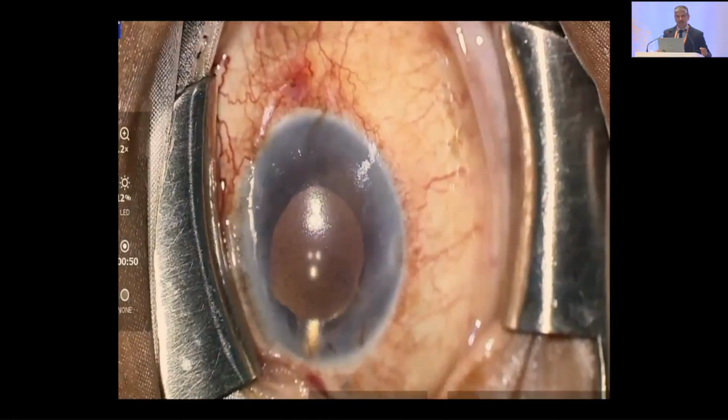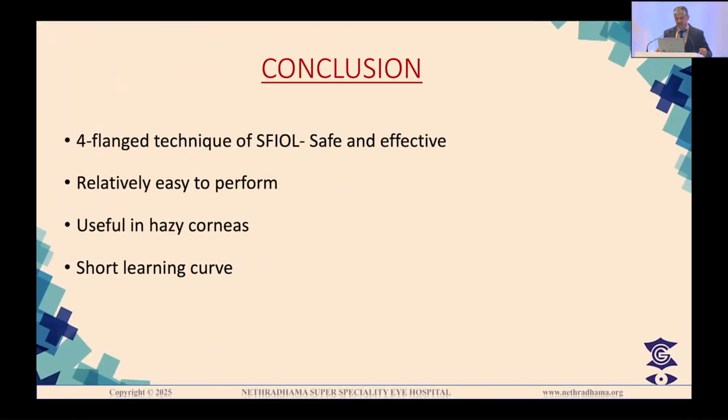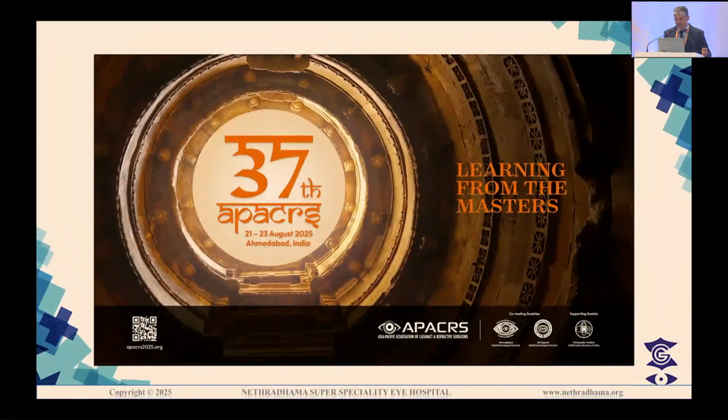And when you flange it, don't touch the Prolene. Otherwise, it becomes rough and there's a higher risk of erosion. It has to be smooth on the surface. So the 4-flange technique of SFIL is safe and effective, relatively easy to perform, useful in hazy corneas, short learning curve. Thank you very much.